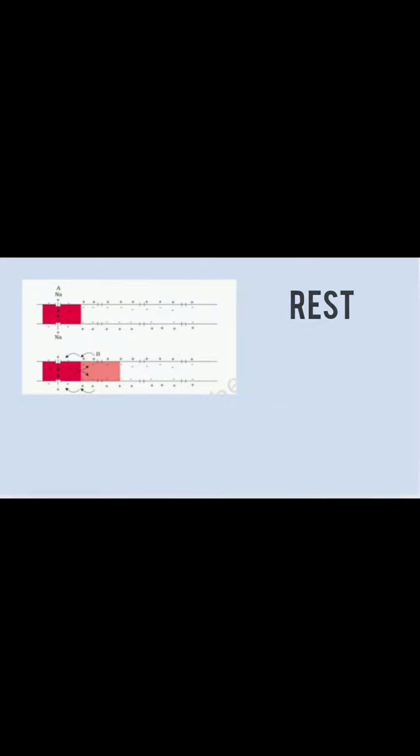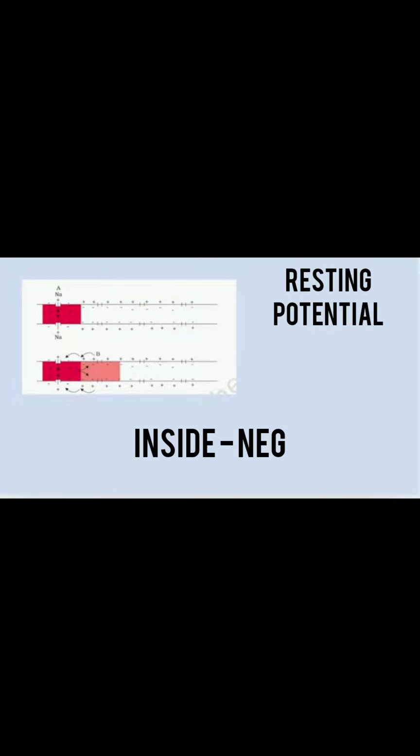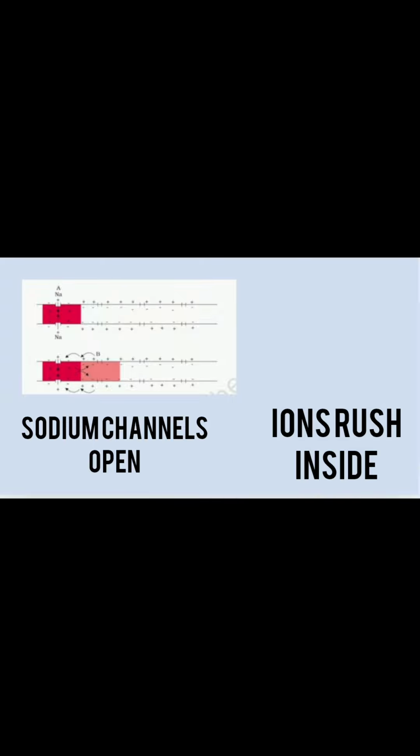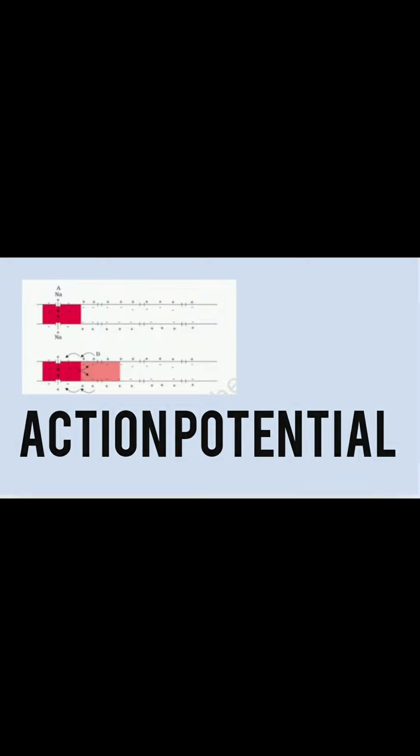A neuron at rest has a small charge difference across its membrane, which is the resting potential. The inside is negatively charged compared to the outside because there's more sodium outside and more potassium inside. When a stimulus hits, sodium channels open and Na+ rushes inside the neuron, making the inside positive. This change in charge is called depolarization, and this is when an action potential is generated.